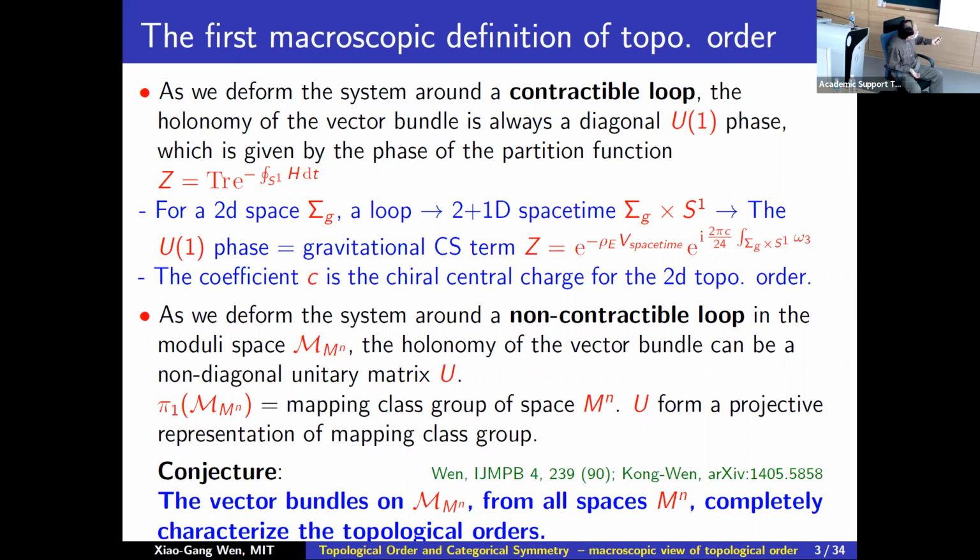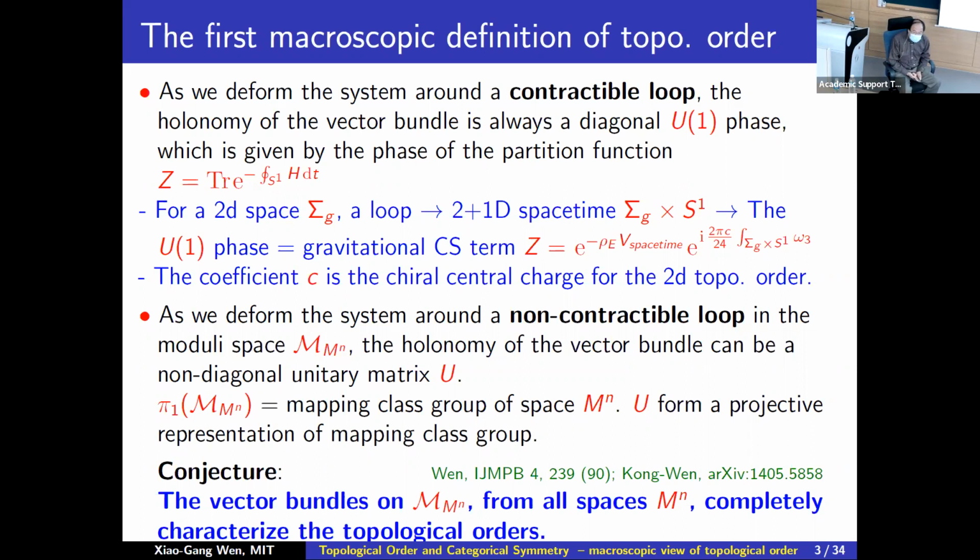So therefore, this vector bundle is characterized by the projective representation of a mapping class group, and also characterized by this U1 part, the chiral sounding charge. So there are two data. One is a projective representation of a mapping class group. The other is the U1 part, the chiral sounding charge. These two data are the actual thing we get from this kind of consideration.